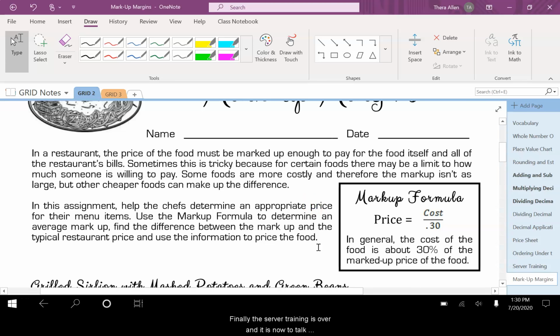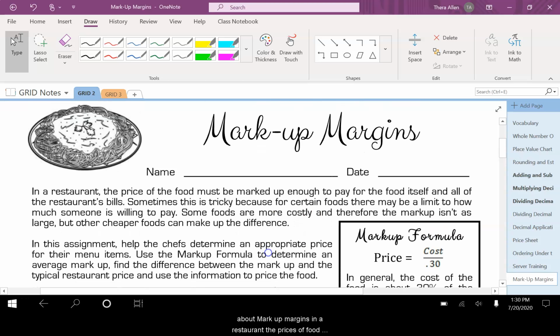Finally, the server training is over, and it is now time to talk about markup margins. In a restaurant, the price of the food must be marked up enough to pay for the food itself and some of the restaurant's bills, or all of them. Sometimes this is tricky because for certain foods, there may be a limit to how much someone is willing to pay. Some foods are more costly, and therefore the markup isn't large, but other cheaper foods can make up the difference. In this assignment, help the chefs determine an appropriate price for their menu items.